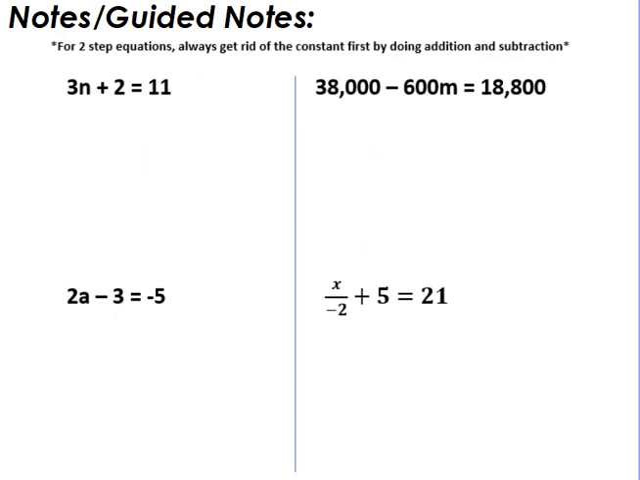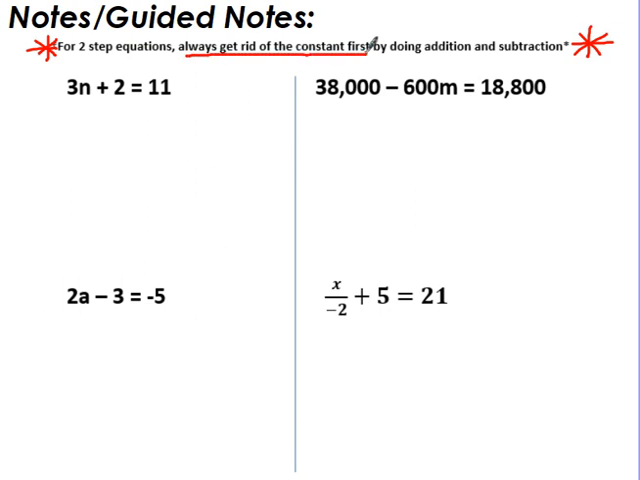Now, we are going to be solving two-step equations. This little star note here, if you need to rewrite this bigger so you can see it, rewrite it bigger so that you can see it. Because that is the key here to solving two-step equations. You need to highlight it, but make it so it's really easy for you to see because it's very important. For two-step equations, we always get rid of the constant first by doing addition and subtraction.